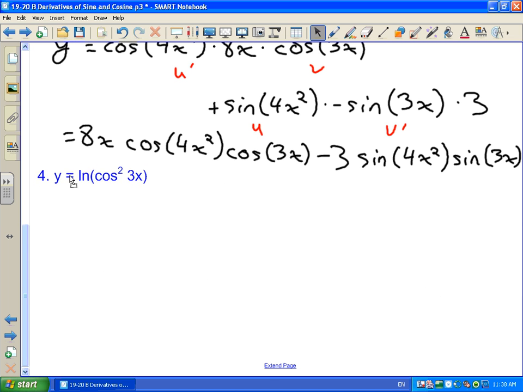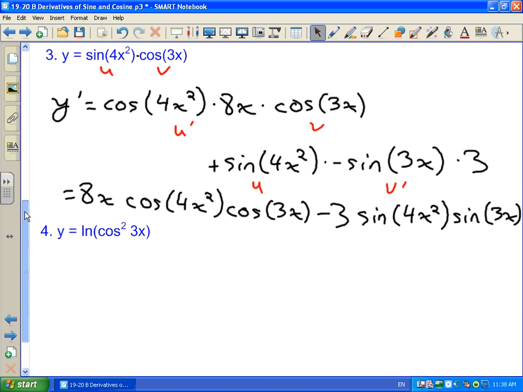All right, last one here. We've got y equals ln of cos squared 3x. So we're working a logarithmic function in here. What do we want to do? There's a way of simplifying this a little bit before we go ahead and do our derivative. It makes it a little bit easier. Austin? Now, you're already doing the derivative, even before we do the derivative.